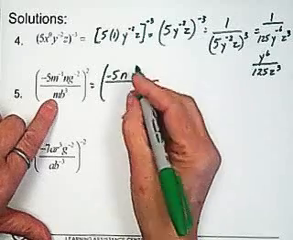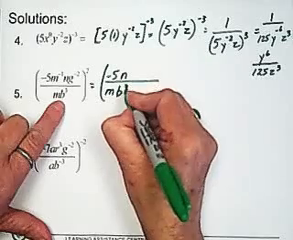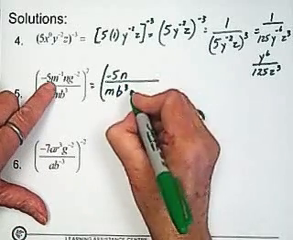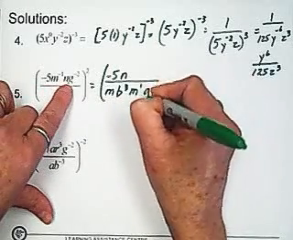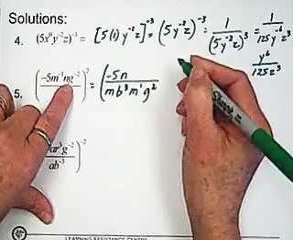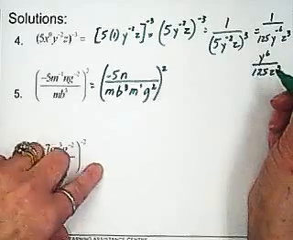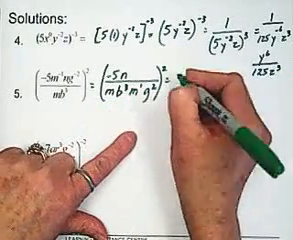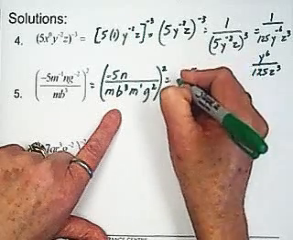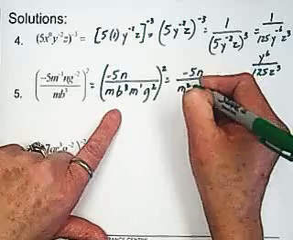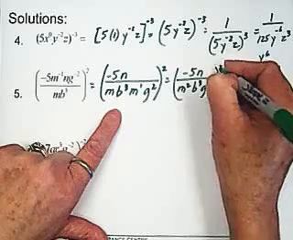M in the denominator is fine. b cubed in the denominator is fine. This m in the numerator goes into the denominator with a positive 1 exponent. This g goes into the denominator with a positive 2 exponent, and the entire thing is raised to the power of 2. We have two m's in the denominator here, so we can put those together. We end up with minus 5n over m squared b cubed g squared, all squared.